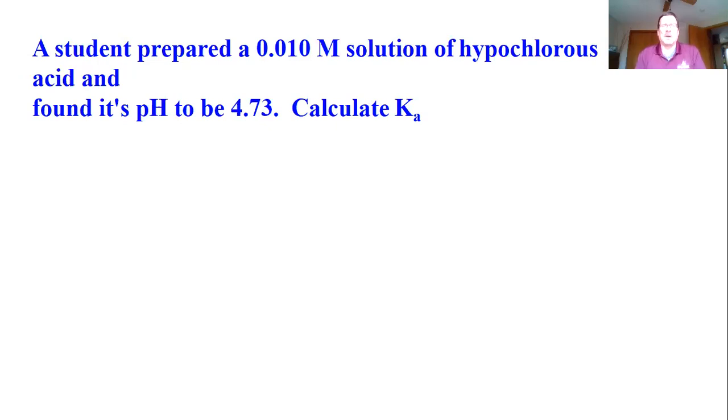Okay, so here we go. There's really two types of problems. Here's type number one, and you can see what it says. A student prepared a 0.010 molar solution of hypochlorous acid and found its pH to be 4.73. What it wants you to do is calculate the Ka. Just like we did yesterday, what's the acid dissociation constant? But the problem is you don't know the concentrations at equilibrium. What you do know is you can write out what the dissociation would be.